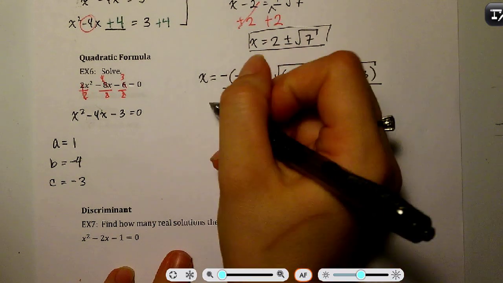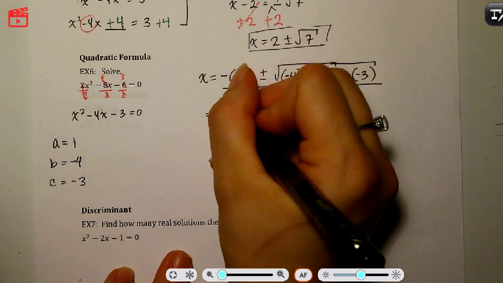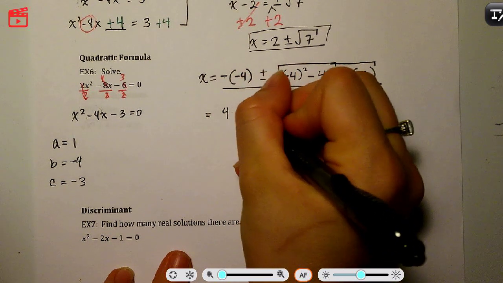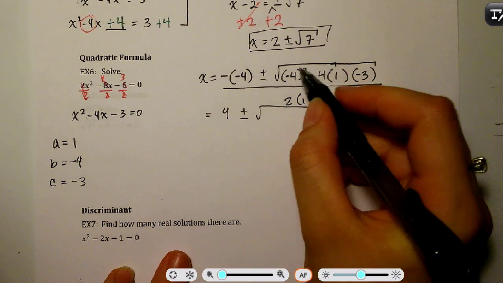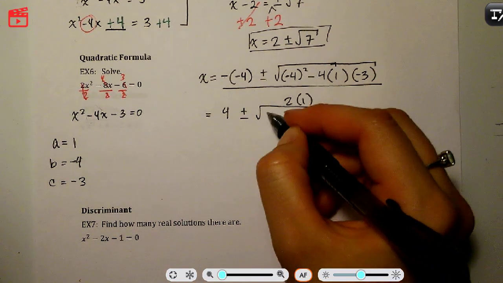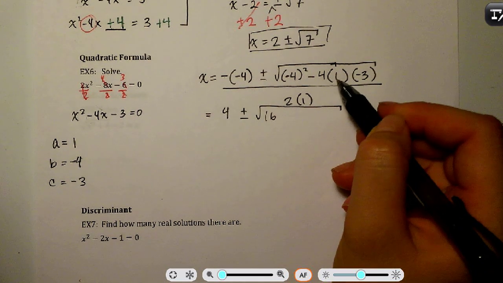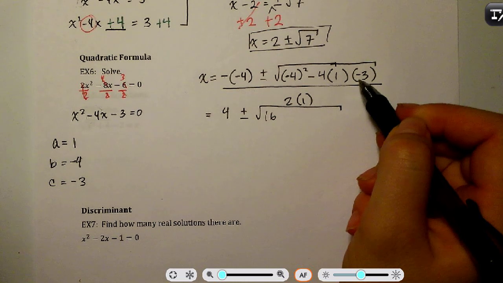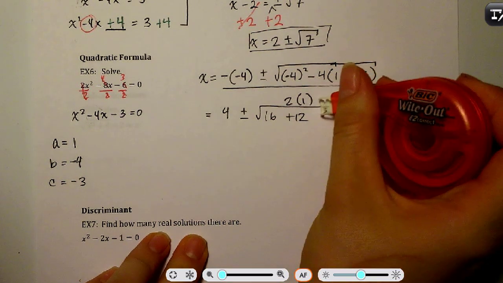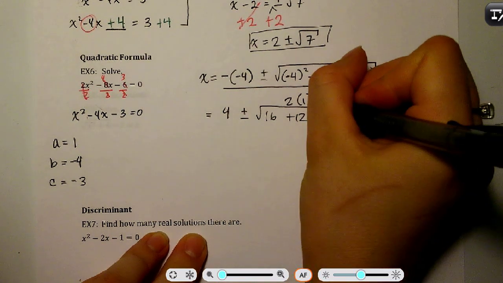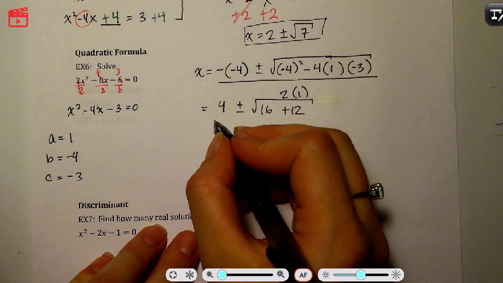Let's go ahead and simplify. So equals opposite of -4 is +4, plus or minus the square root of, ooh, that was a little close. (-4) squared is 16. Minus 4 times 1 is -4, times a -3 is +12. And now that radical was too long. Okay, and this is all divided by 2.